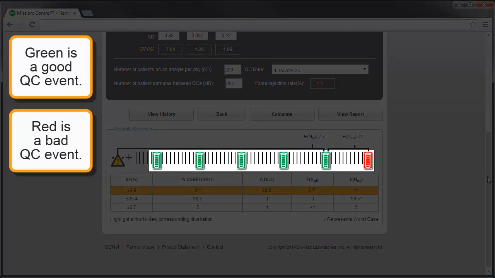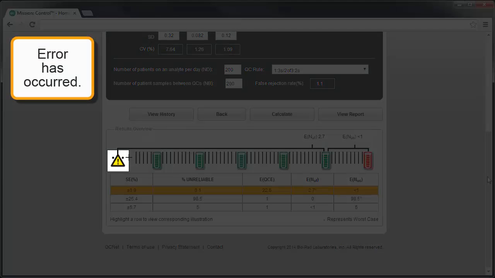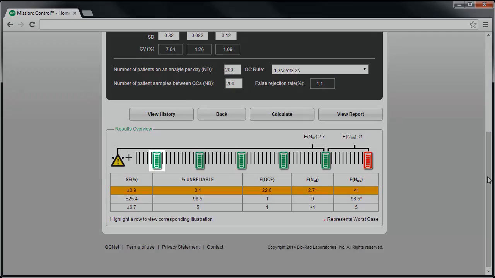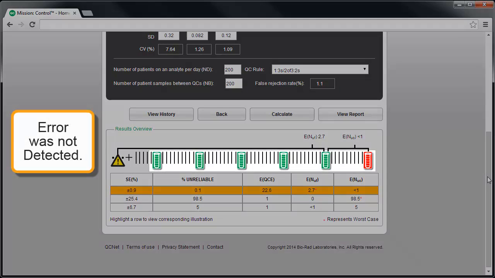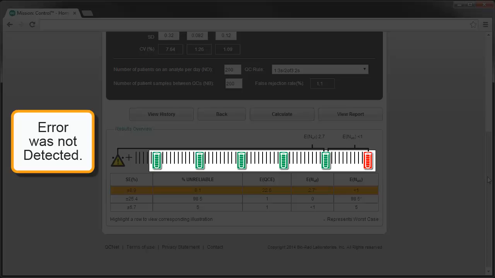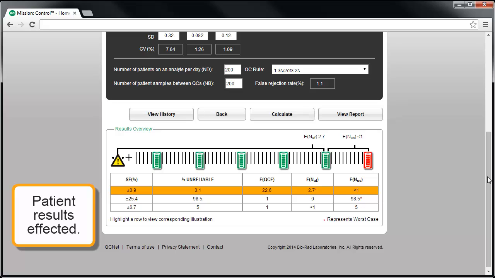The results of the risk calculator are shown in the form of an infographic. The green represents good QC events, and the red represents a bad QC event. The yellow triangle represents a point where an error event has occurred. In this case, the instrument failed to detect the error at the next QC event, which is green. And in fact, it would take multiple QC events before the instrument would detect this error at the red test tube. What this means is that patient results that are reported after the error could be affected by the error.